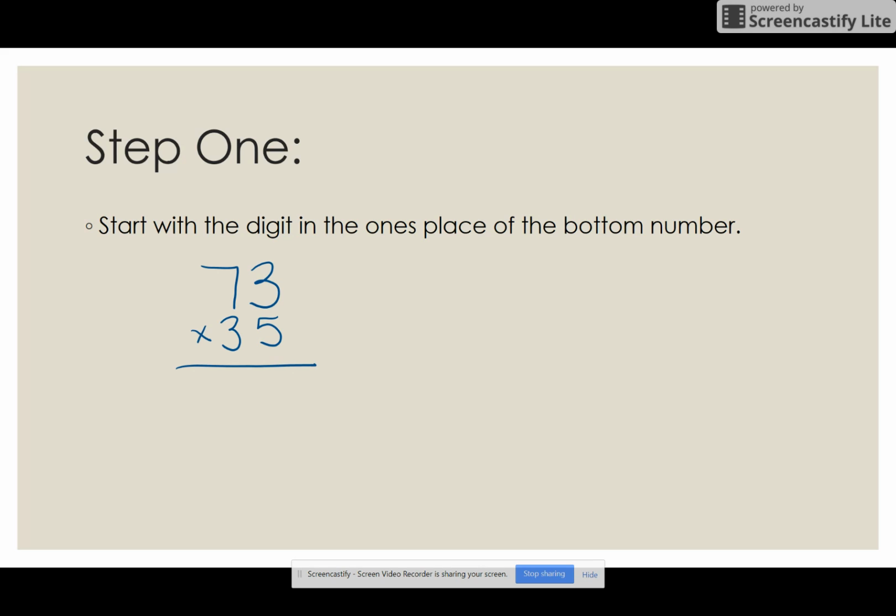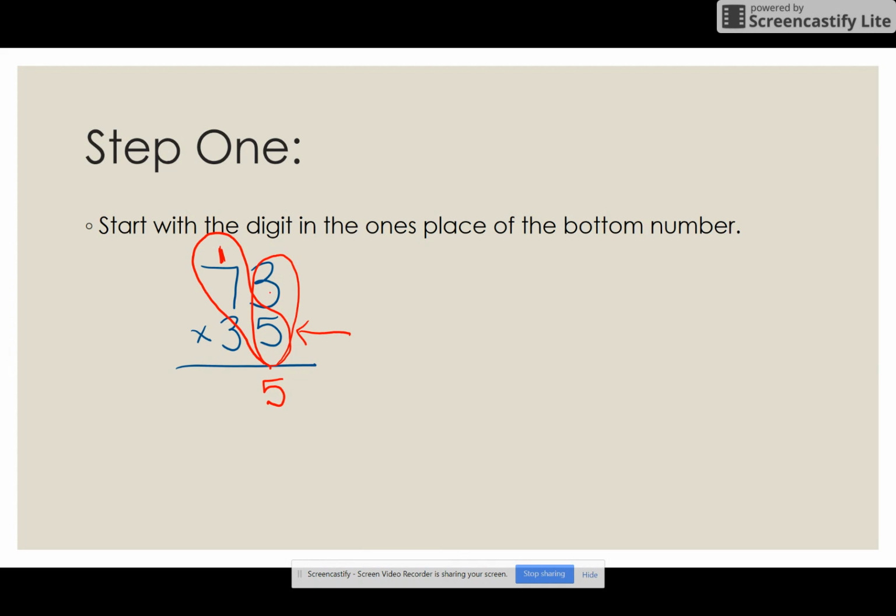Let's try another one. The problem I now have is 73 times 35. Notice my place values are lined up, which will make this easy work. So I'm going to start with the digit in the ones place, which again is this 5. So I have 5 times 3. 5 times 3 is 15. So I'm going to write my 5 and carry my 1 over. Now I have 5 times 7 and that 1.